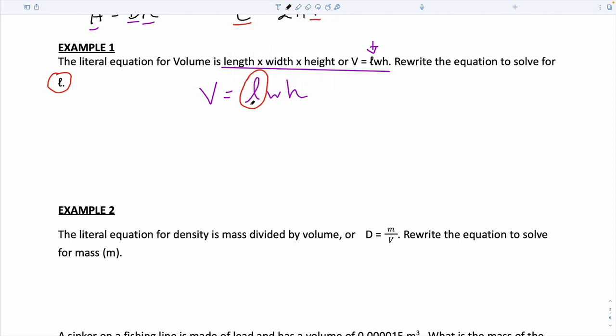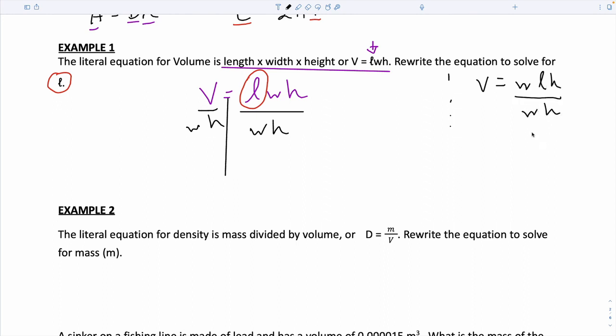Any thoughts of how I could get L to be by itself? It's called the inverse. What is the opposite, Tanner? What's the opposite of multiplying? Let's do it. And you can divide by both because they're both being multiplied. If it was like this, which they wouldn't probably write it, but if it looked like W times L times H, you could still divide by WH. That still works because they're all being multiplied. If it was rewritten like that, that's still a legal move.